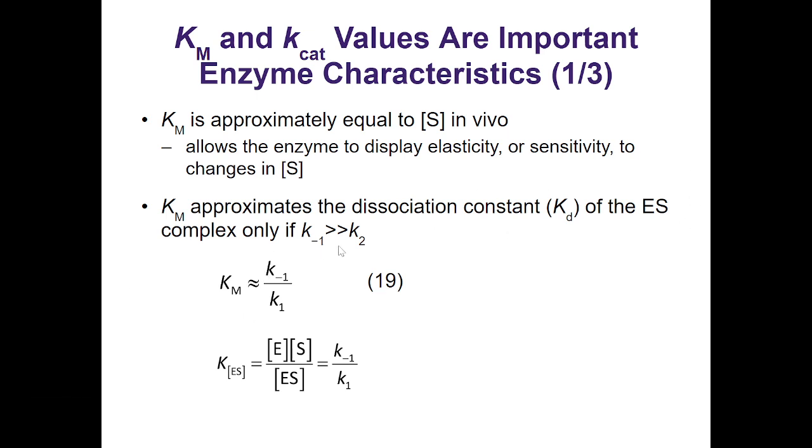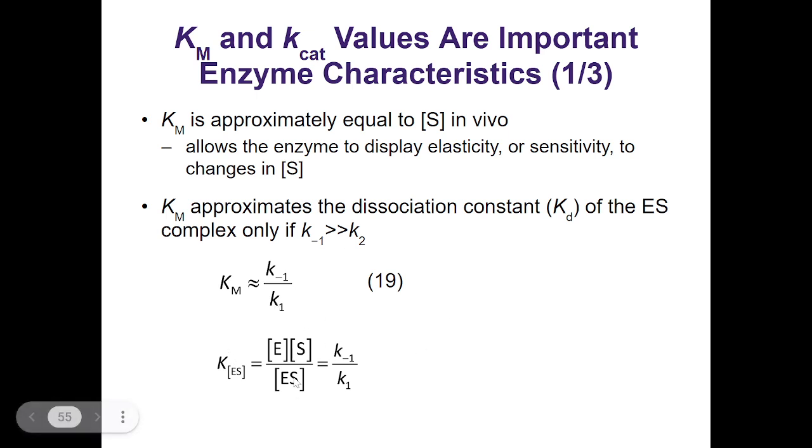So if the K negative 1 is much, much greater than K2, what we see is the Km would actually equal K negative 1, which is the substrate coming off and freeing, over K1, which is the one where we form the complex, right?